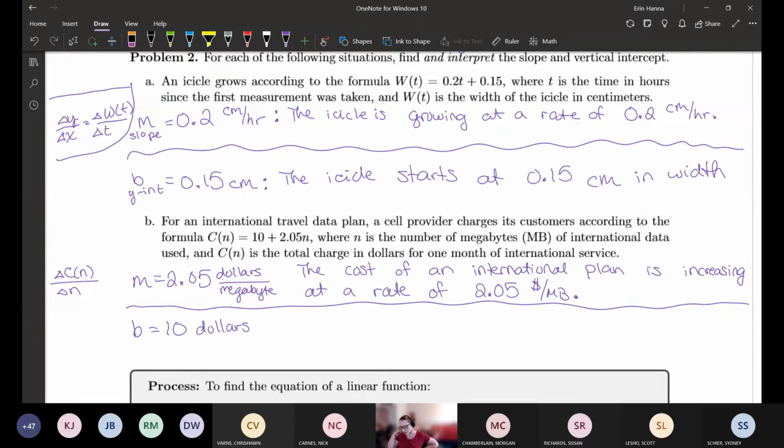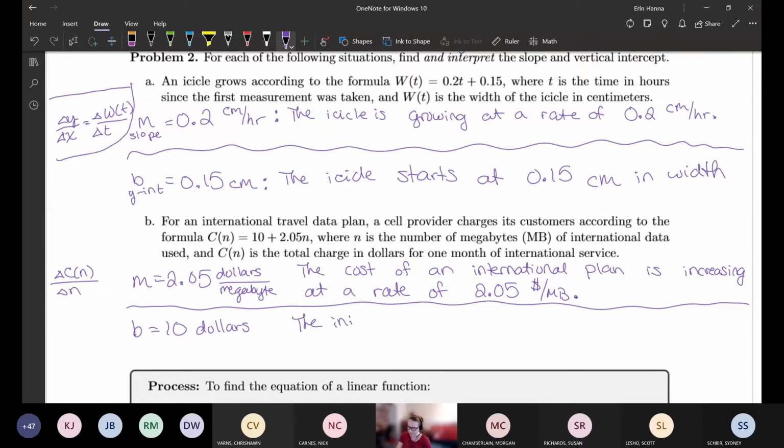And then for our y-intercept, remember the other value is 0, so we have n is 0, C of n is 10, so essentially 0 megabytes, $10. So that's kind of like the initial price of the plan without even having any megabytes attached to it. So that's actually how I'm probably going to phrase it.